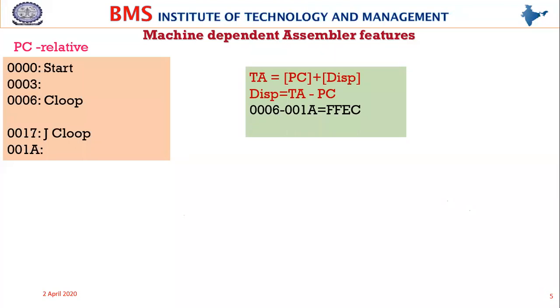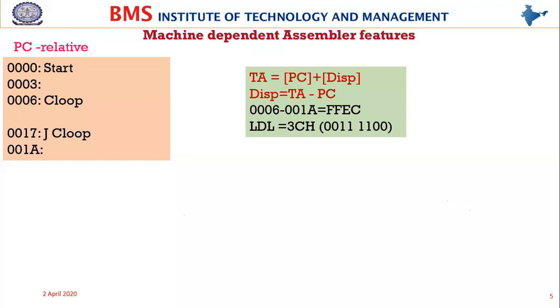Fine. Now FFEC is the displacement, but I cannot accommodate FFEC in 12 bits because the space for writing the displacement is only 12 bits. But here I need 16 bits for writing: first F 4 bits, next F 4 bits, next E 4 bits, and C 4 bits. That's not possible. So instead of FFEC, we'll write FEC by truncating the first F in my displacement.